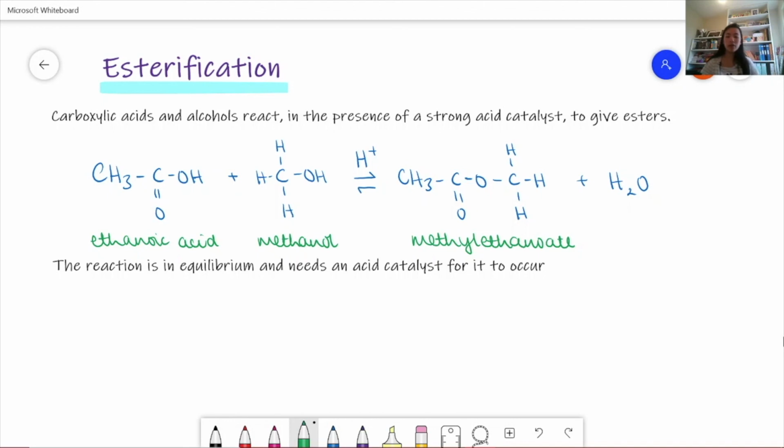So in the equilibrium, we have a carboxylic acid reacting with an alcohol, and this is to form the ester and also water.